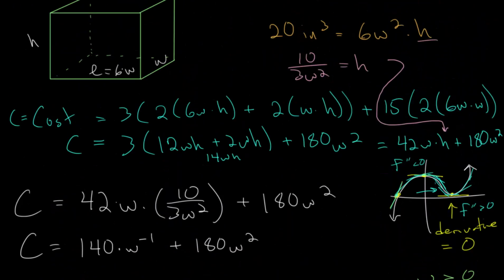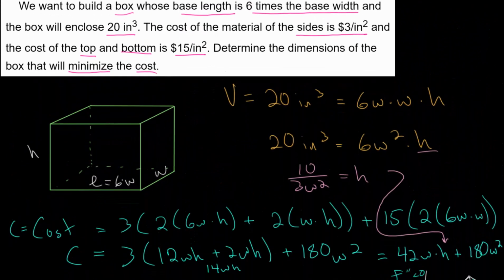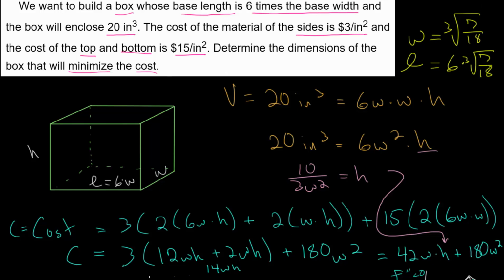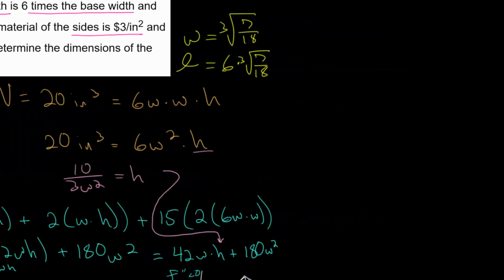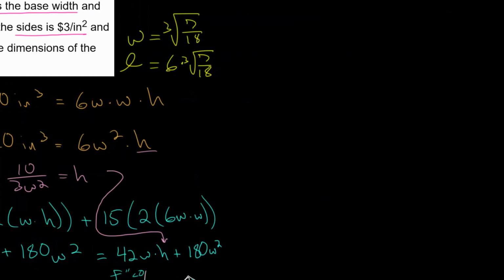So let's go back up to our question and make sure we answer everything. Determine the dimensions of the box that will minimize the cost. We figured out w, that's the cube root of 7 over 18. So at this point, we just need to plug it in to figure out h. And the length would just be 6 times this, 6 multiplied by the cube root of 7 over 18. And lastly, to figure out that height, we just need to use this equation here. And our height would be 10 over 3 times w squared.